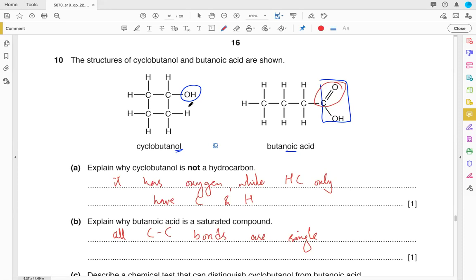Another important way you can do this is that maybe add universal indicator or pH paper with a solution of this thing. With butanol, it's going to be neutral, right? Because it's not acid. So you'll see the color is green. With butanoic acid, it's going to be maybe yellow or red. So just mention that, okay? So all of these things test whether this is acid or base or whatever.